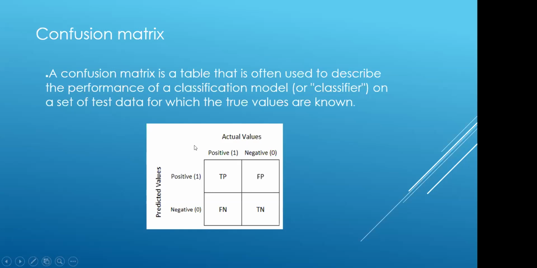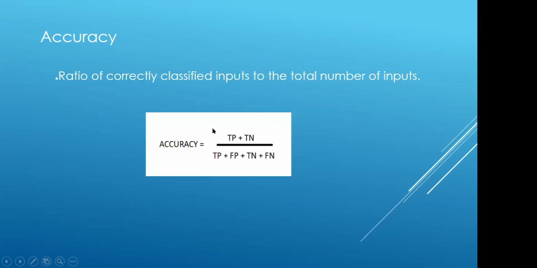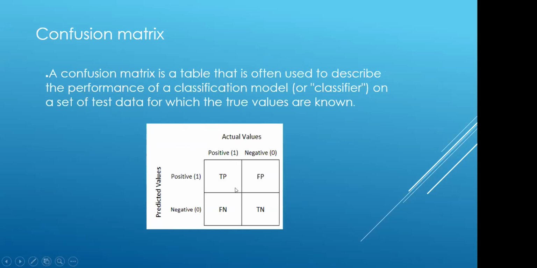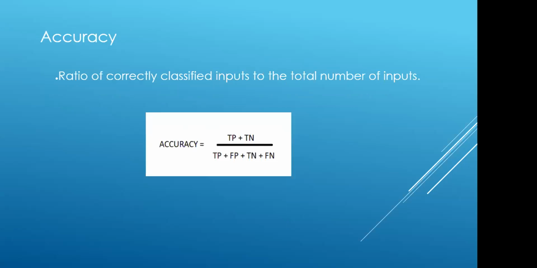Now using this matrix, we will find the accuracy. How can we find that? True positive plus true negative, divided by the sum of all. In this, these two are the correctly predicted values, and these two are the wrong values. So using this formula, you can find the accuracy of our model.